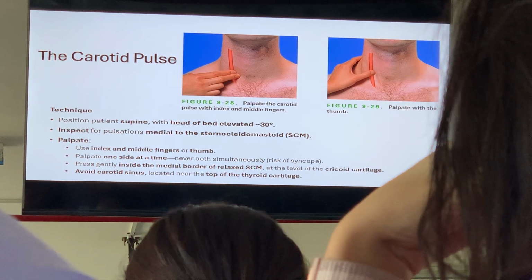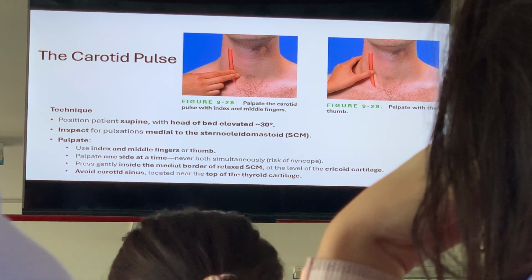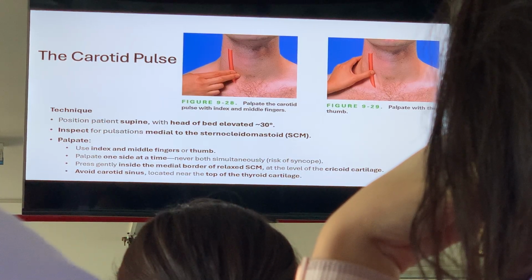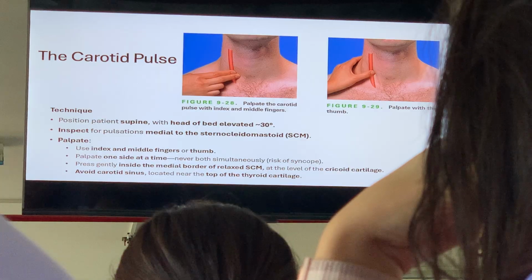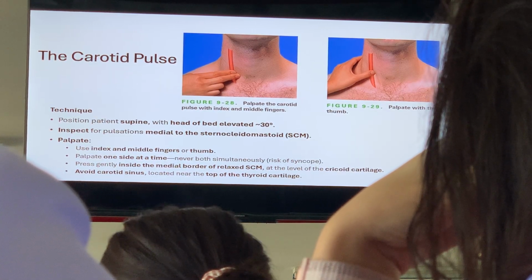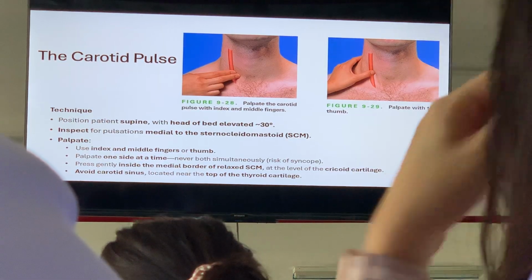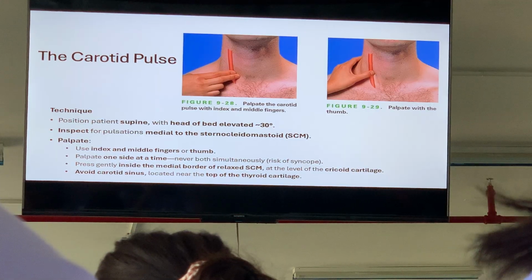What's important though is you do not try to palpate both carotid pulses when you're assessing the patient, because that will essentially obliterate blood supply to your brain. So that might cause syncope. So when you assess the carotid pulse in the clinics, please use one side. You use the index or middle finger or the thumb, and you palpate one side at a time.